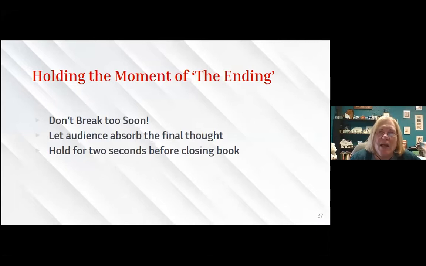And you notice how he closed the book, and then yet he took yet another pause before he would turn and walk off to the side. And so that is ideally what you want to do. You want to build those moments and then hold that ending, hold it.